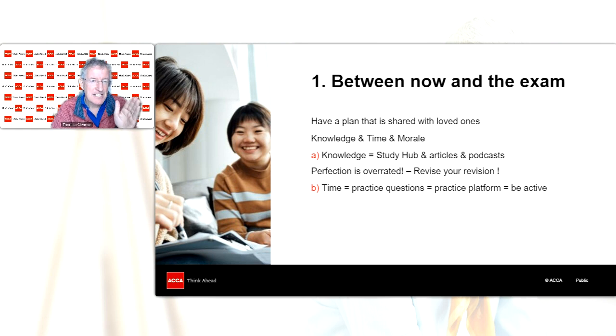Time is the major enemy. The closer we get to the exam, the more we do past exam questions, the more you become aware of the need to apply your knowledge.